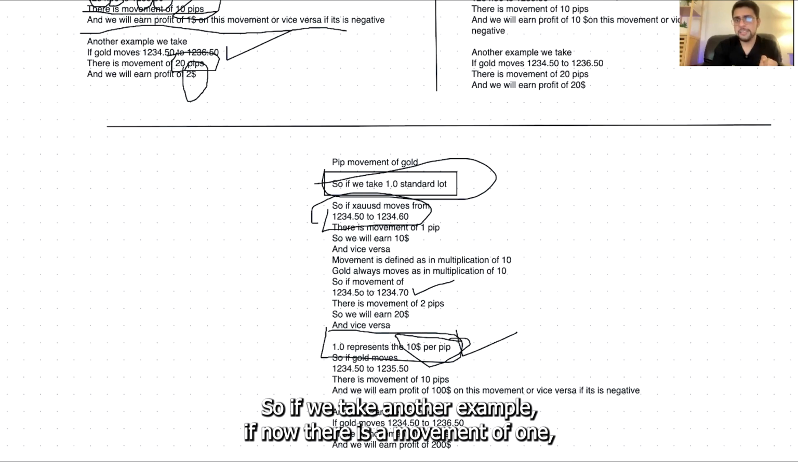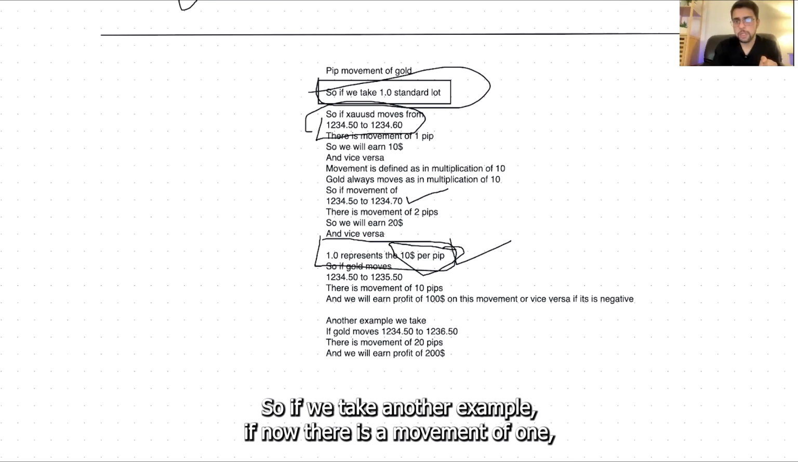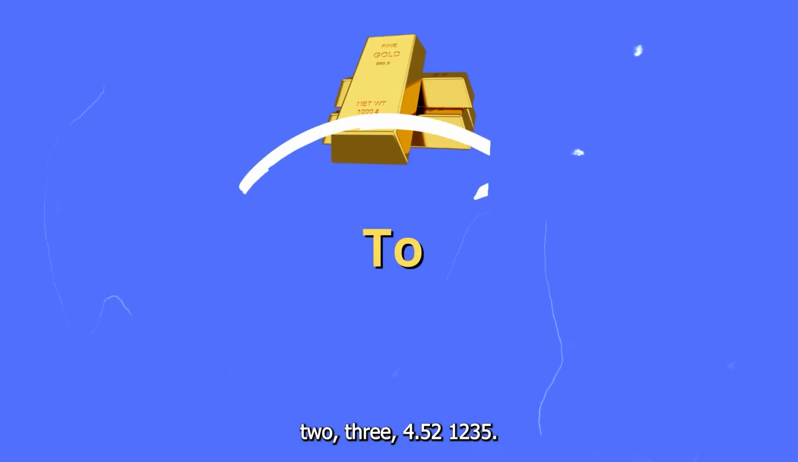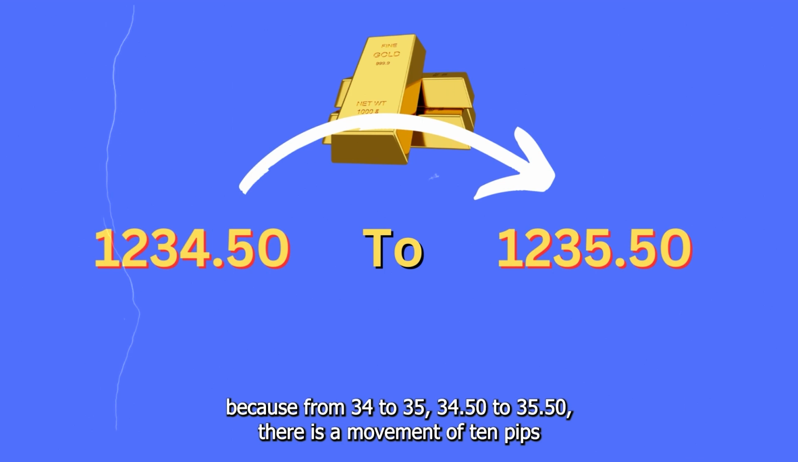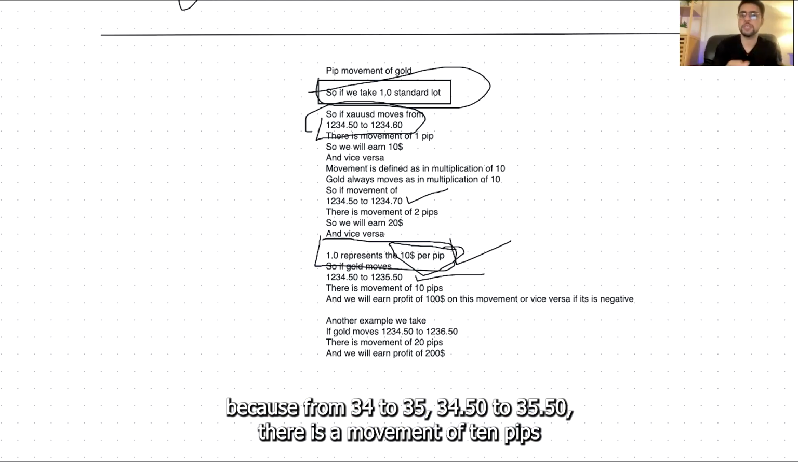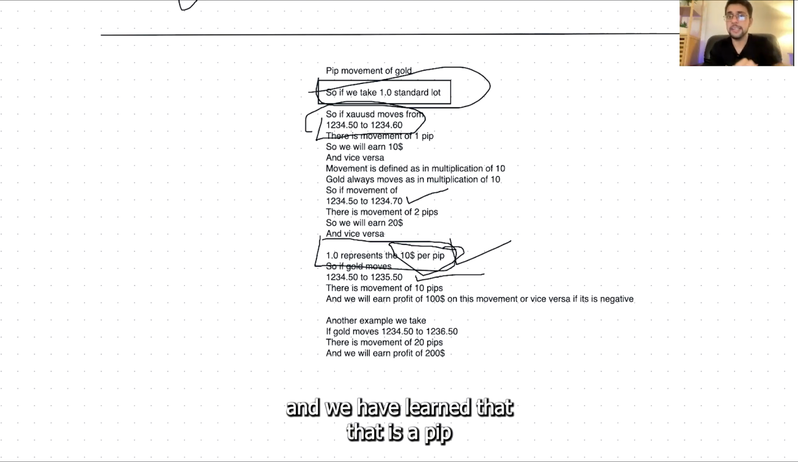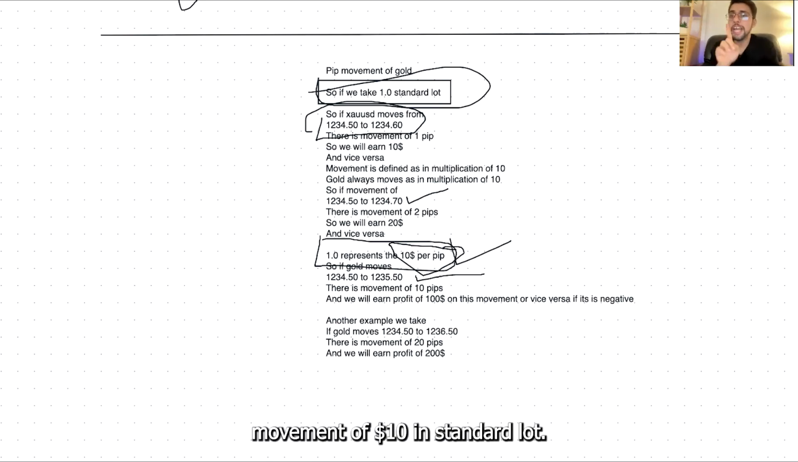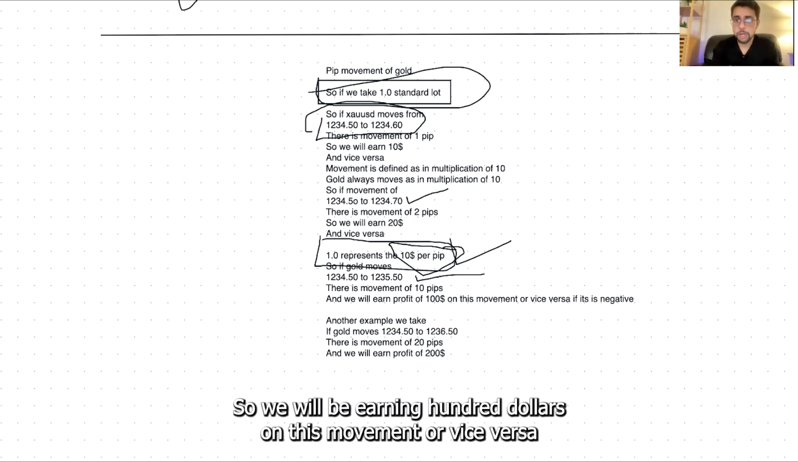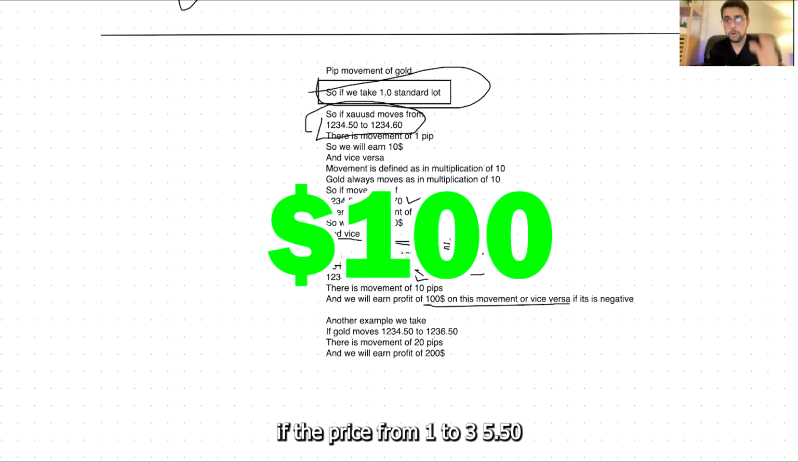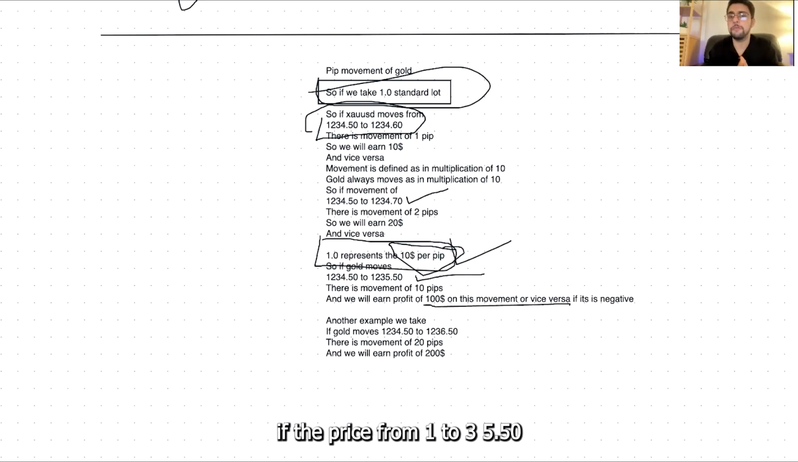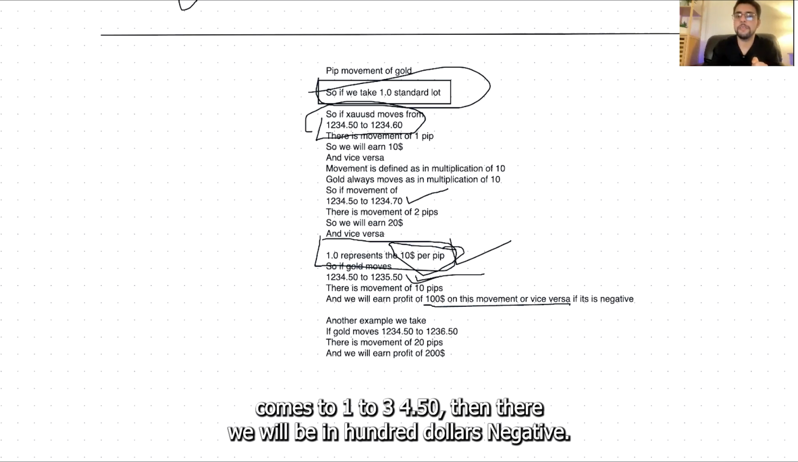So if we take another example, if now there is a movement from 1234.50 to 1235.50, there is a movement of 10 pips, because from 34.50 to 35.50 there is a movement of 10 pips. And we have learned that there is a per pip movement of $10 in the standard lot. So we will be earning $100 on this movement, or vice versa. If the price comes back from 1235.50 to 1234.50, then we will be $100 negative.